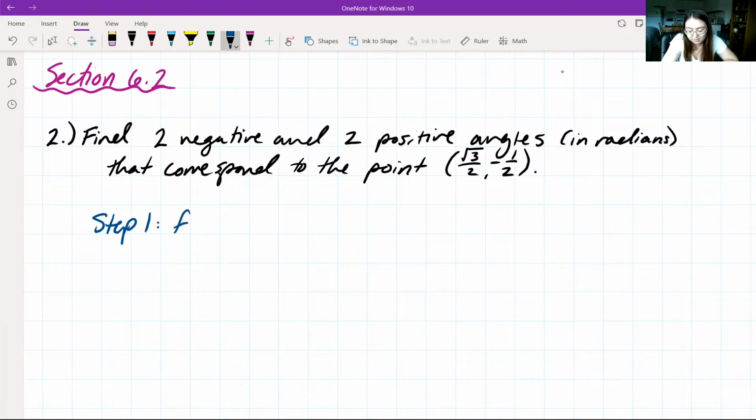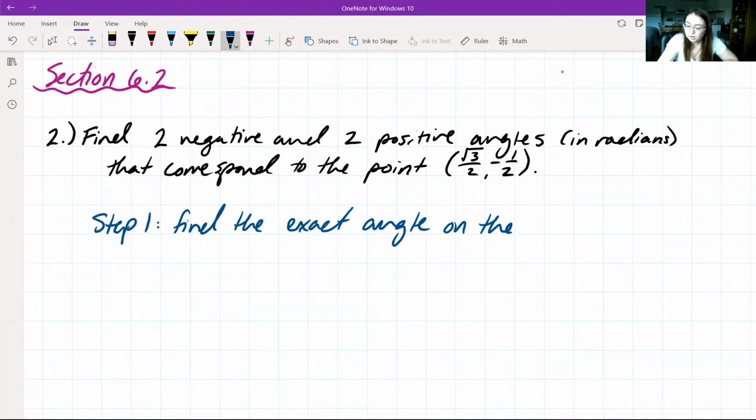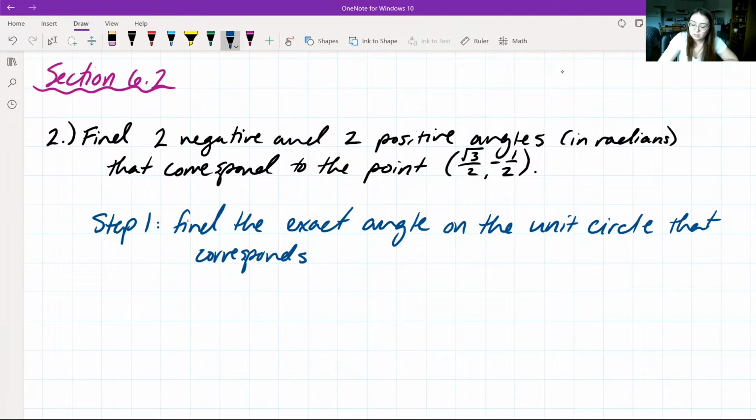So step one, we want to find the exact angle on the unit circle that corresponds to the square root of 3 over 2, or -1/2. So this is our first step, and we can do this by finding the value on the unit circle.